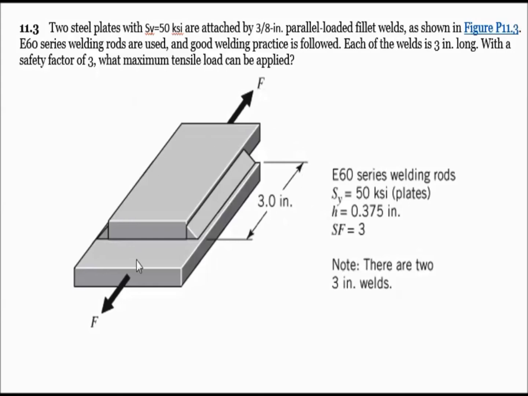So now we can take a look down here. Here's our given schematic. You can see the loads right over here. Here's your weld length of 3 inches. It's an E60 series welding rod that's used. Yield strength is given to us as 50 KSI for the plates.